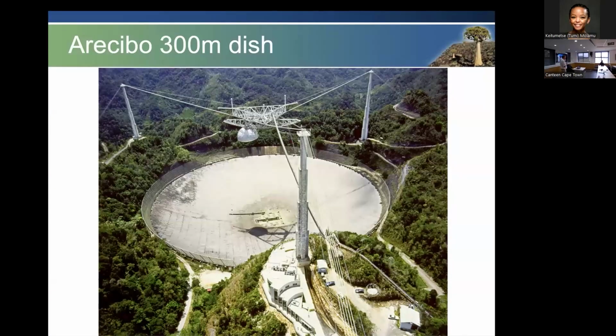Then there was this drive for aperture. We wanted to chase weaker and weaker signals, and so you had to build bigger and bigger telescopes. And Arecibo was really the epitome of this. And again, if you've seen James Bond in GoldenEye, you'll know this dish very well. But of course, poor old Arecibo fell down and is no longer.